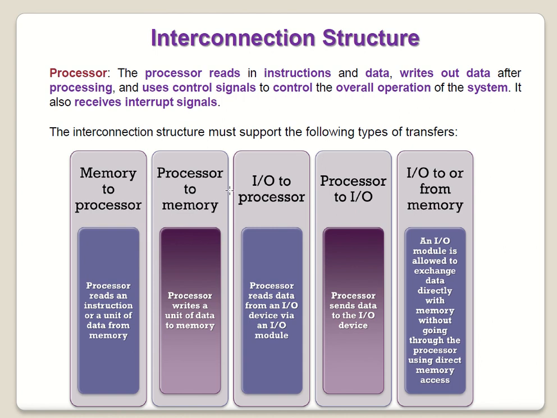Can you see the transfers? Number 1, number 2, number 3, number 4, the processor is there. The last one, IO to or from memory, there is no mention of the processor. That means without the intervention of the processor, the IO module and the memory exchange the data from here to there or there to here. Okay, that is called direct memory access. Can you see this? In short, we call it DMA, direct memory access. Fine.